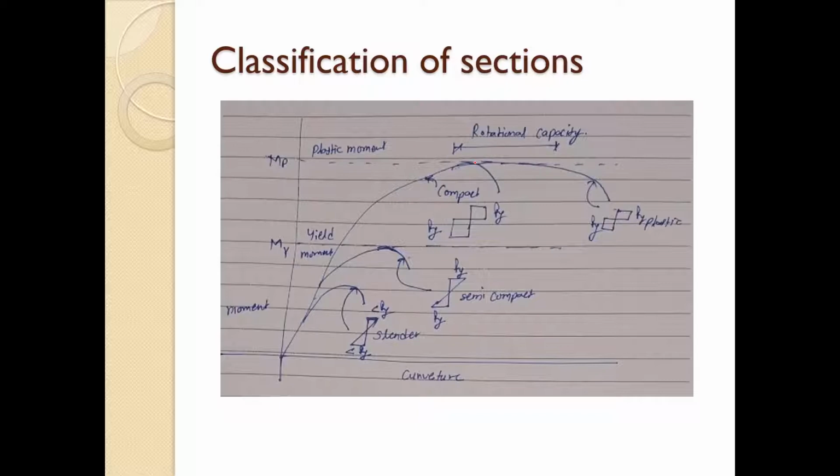So this is the plastic moment. In this, Fy reaches the plastic stress. This is a kind of section reaching fully yield, but it cannot develop the plastic moment. It deforms before the plastic moment, and this semi-compact fails at the yield, and this slender fails before yielding.